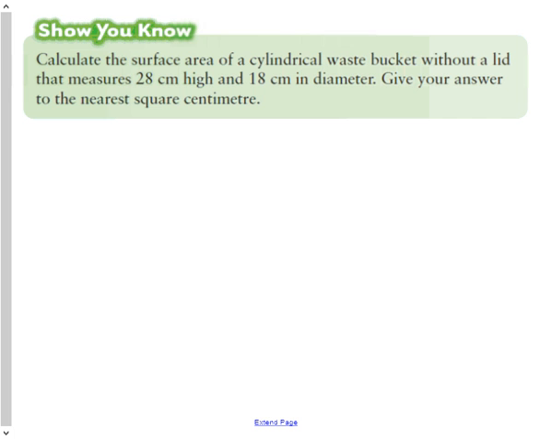And your last question in the show says calculate the surface area of a cylindrical wastebasket without a lid that measures 28 centimeters high and 18 centimeters in diameter. So first thing I'm going to do is just sketch it. So that would be what it looks like. It's 28 centimeters high and 18 centimeters in diameter.